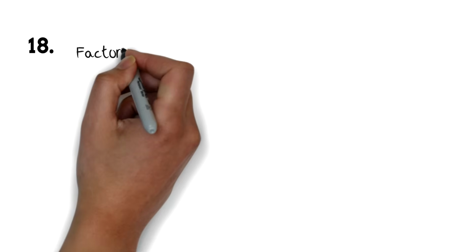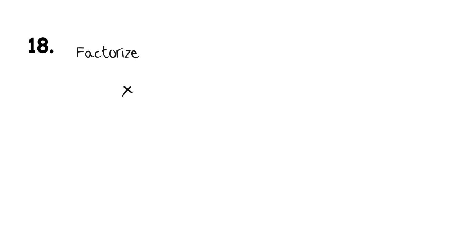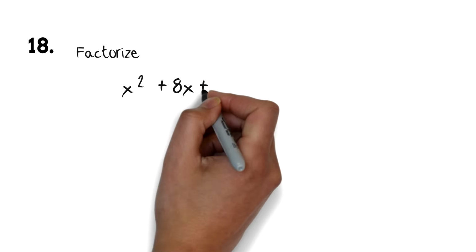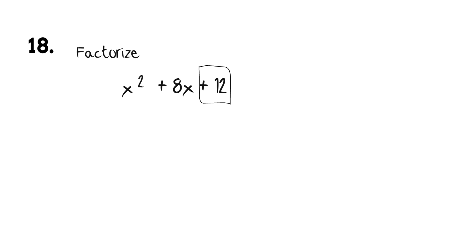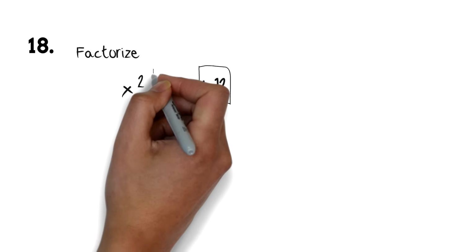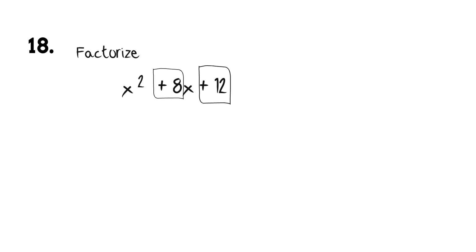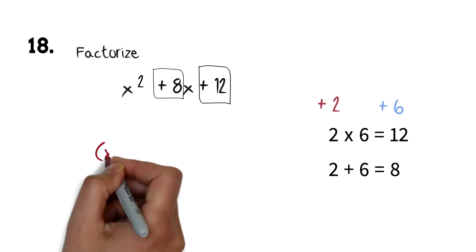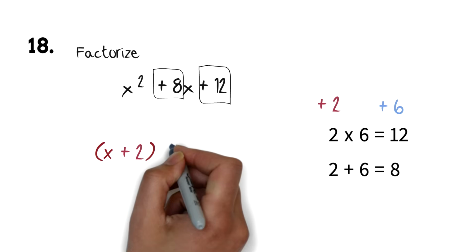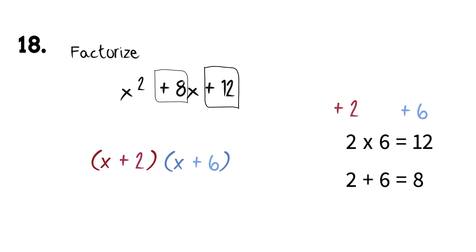Question 18. This is similar to the previous question. We want to factorize x² + 8x + 12. We will find two numbers that multiply to get the constant 12. The two numbers must also add to get the coefficient of the x, which is 8 here. The two numbers will be 2 and 6. 2 times 6 is 12, and 2 plus 6 is 8. So we will have x plus 2 and x plus 6 as our final answer.